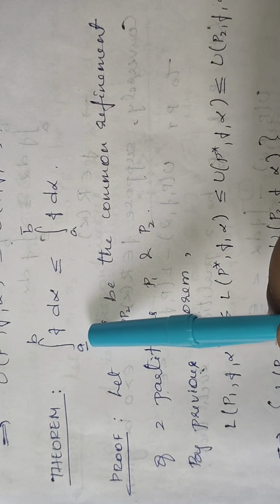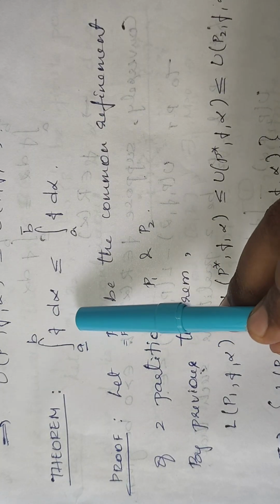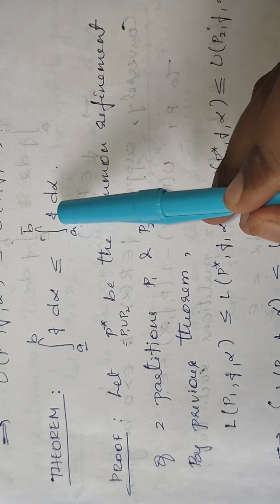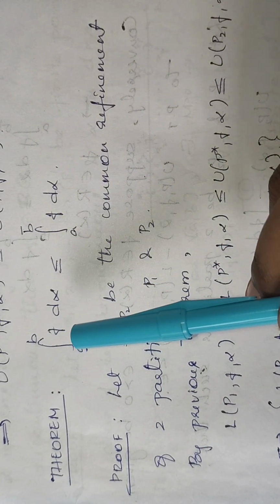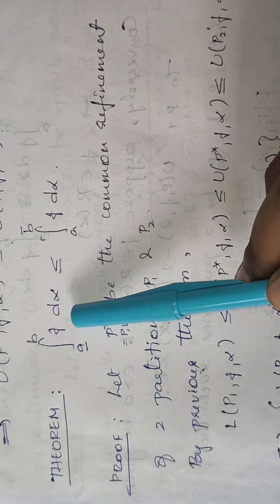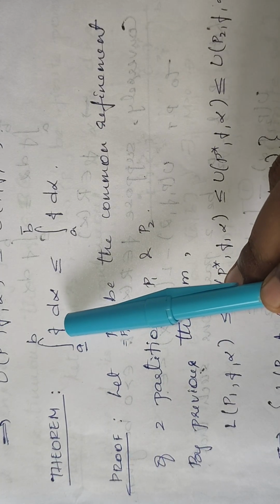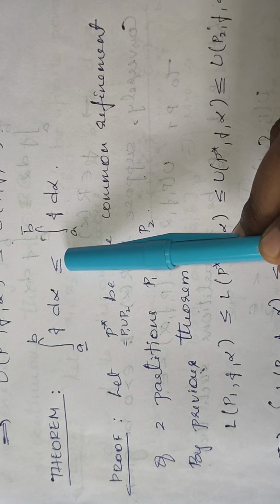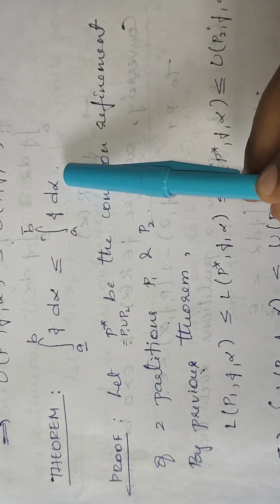This is actually the lower Riemann integral. This is the upper Riemann integral. So I need to prove that this lower Riemann integral is less than or equal to the upper Riemann integral.